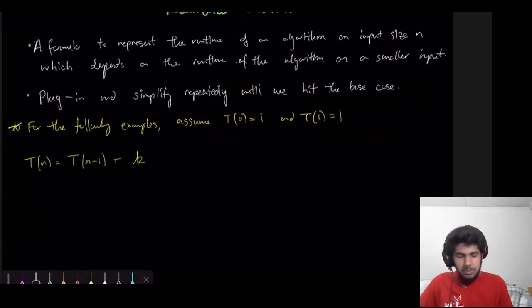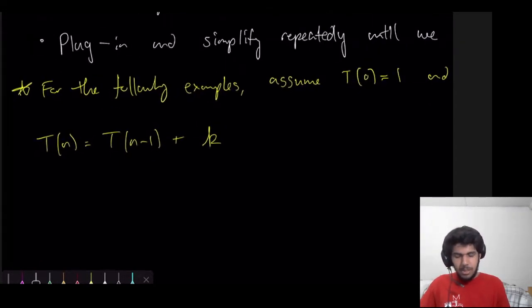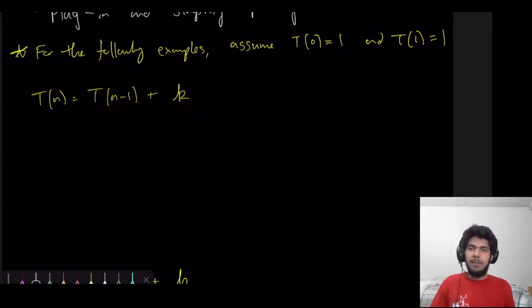And we'll assume that T(0) equals 1 and T(1) equals 1. So that's just saying, in this case, on an input size of 0, the time it takes is constant, it's 1. And similarly, on an input size of 1, our algorithm takes constant time. So suppose we say that the time it takes for our algorithm to run on an input size of n is equal to T(n-1), so the time it takes to run on an input size of 1 smaller, plus some constant k.